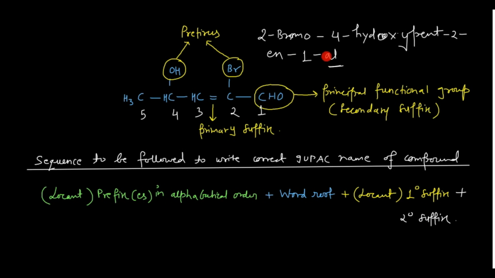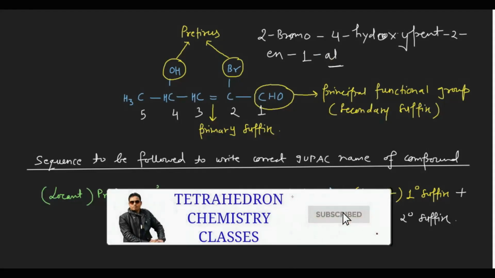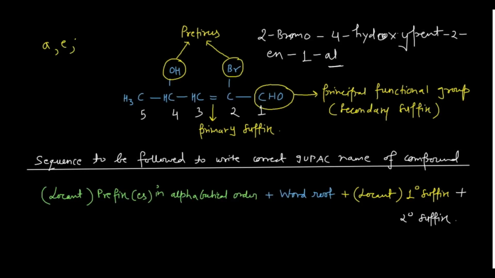This A is actually a vowel. What are vowels? A, E, I, O, U. So when the name of the principal functional group or the secondary suffix starts with a vowel, you will not write the terminal E here. But when the name of the functional group starts with a consonant, then you will write the terminal E as well according to IUPAC nomenclature. But I know for beginners this example is a little bit difficult.